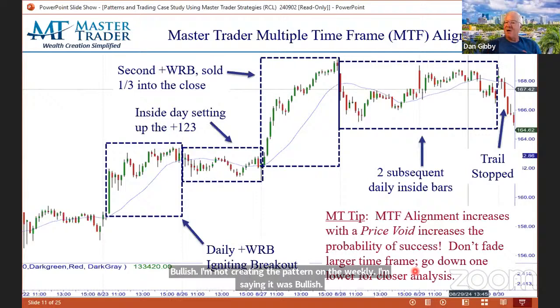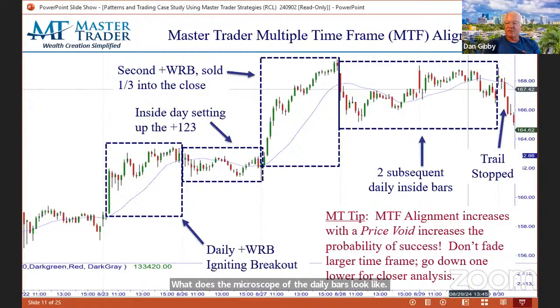What I'm showing you now is what the microscope of the daily bars looks like if you wanted to drop down one time frame, either to get a better entry or as a day trader, and also to take some partial profits. It's hard to see here, but this vertical line is the market open. This is a 15-minute chart, which means there are 26 bars per day, 6.5 hours.